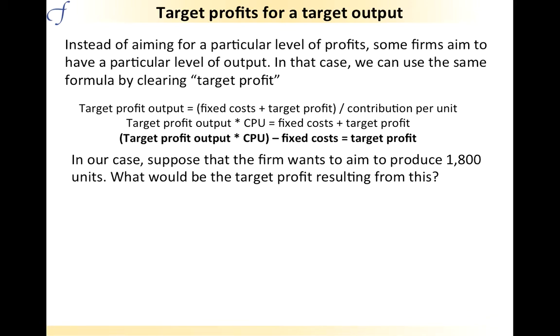Suppose that our firm wants to aim to produce 1,800 tomatoes. What will be, in our case, the target profit resulting from this level of output? All we have to do is substitute the units. 1,800 units sold times the contribution per unit, which is equal to £2, minus the fixed cost, which was £3,000, and that's equal to £600 in profit. What this means, again, is that if the company is aiming to produce 1,800 units of tomatoes, it will be making £600 in profit.